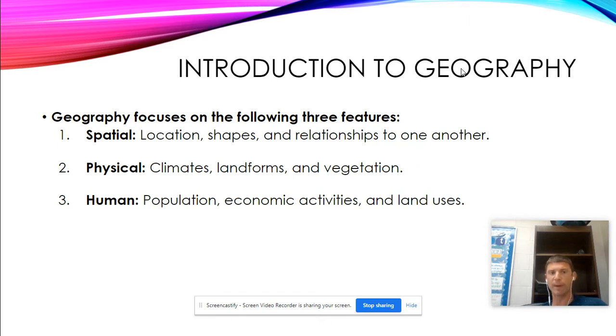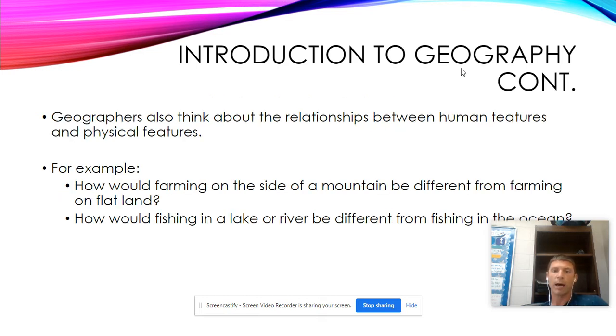So spatial is about location. Physical is more about the climate. That's probably more what we think of when we look at geography. And then the human component of it: how people are affected by geography, things that are mined out of the ground, products that are produced and then sold. Those things all come back to geography, and how we relate to human features.